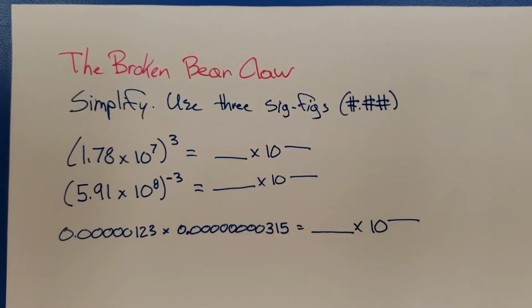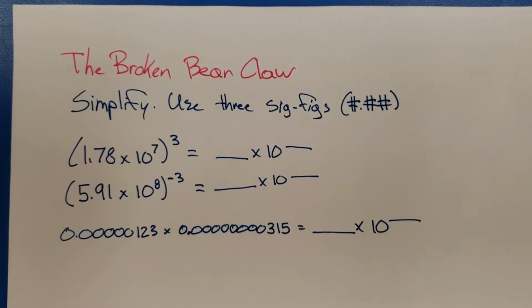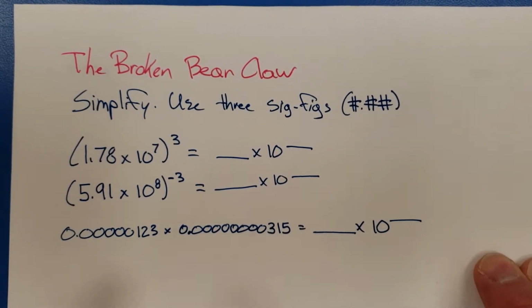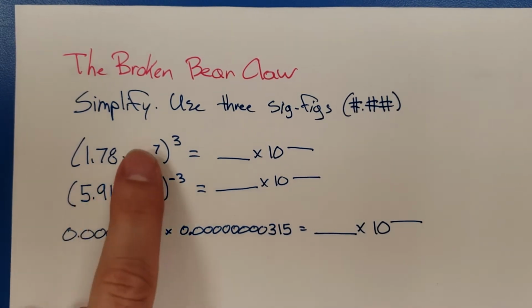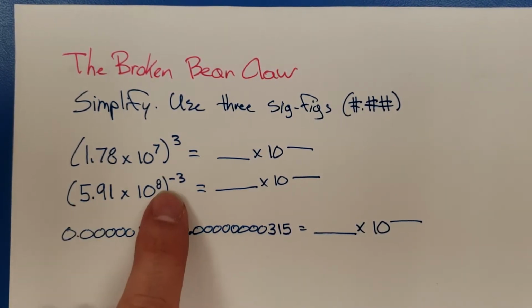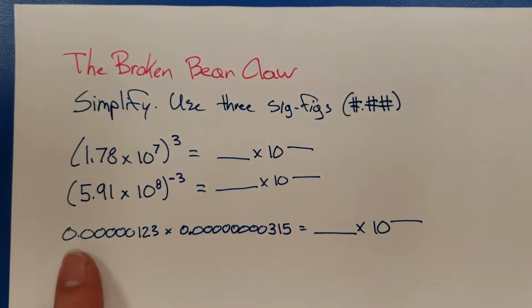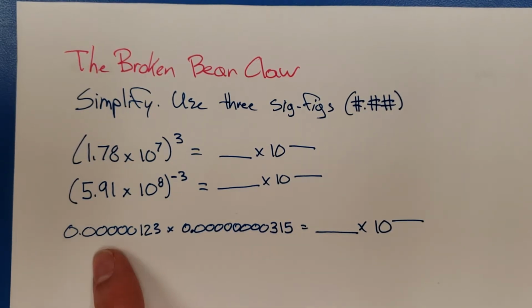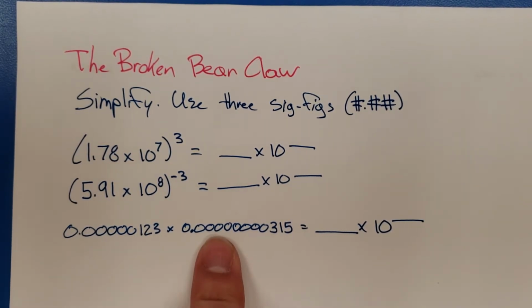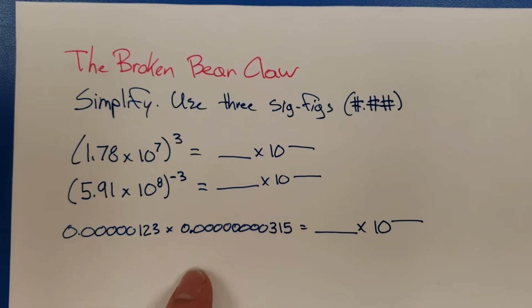I just threw this one out by hand because I didn't want to waste paper printing out a brand new question. So here we go. Okay, we've got to take a scientific notation and power it to a 3. Take another one and power it to the -3. And then we've got to take a big old decimal times a big old decimal. Technically a very, very small decimal times a very, very small decimal. So here we go.